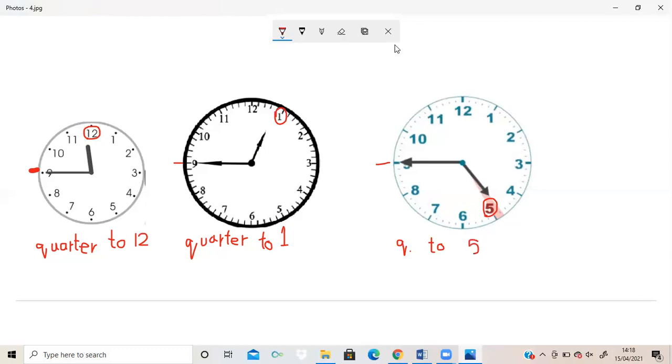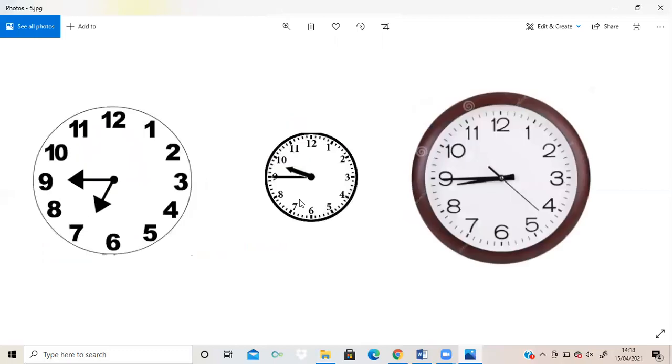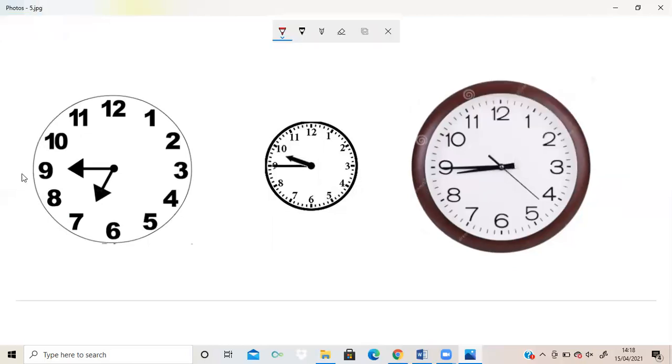Now let's try some more clock times, and it will be more helpful for you to learn. So look at the clock picture. You can see the minute hand pointing at 9, and the hour hand destination is 7 o'clock because it's just before 7. So the time is, I mean, Q means quarter to 7.